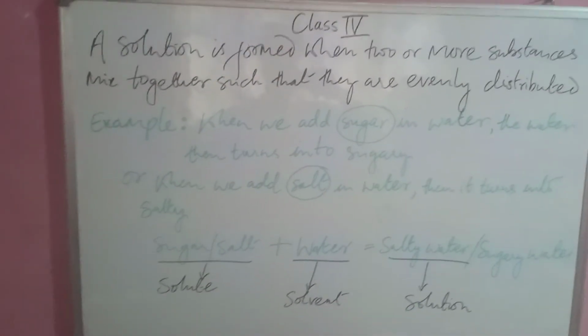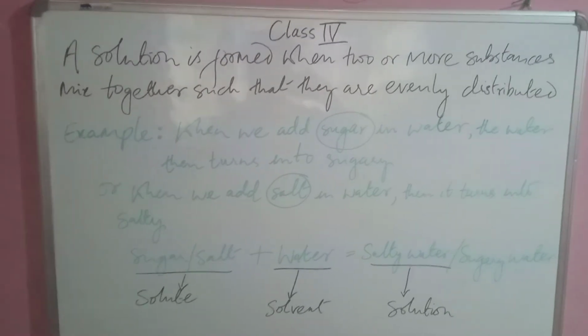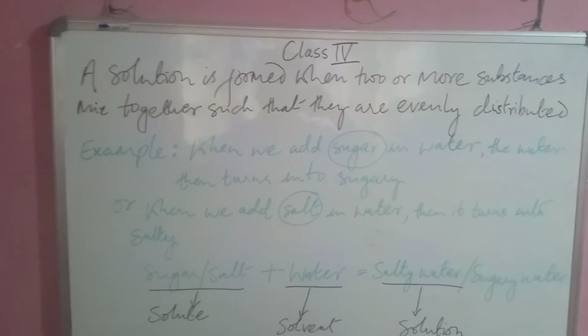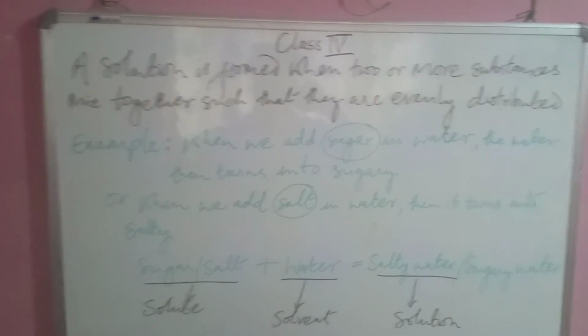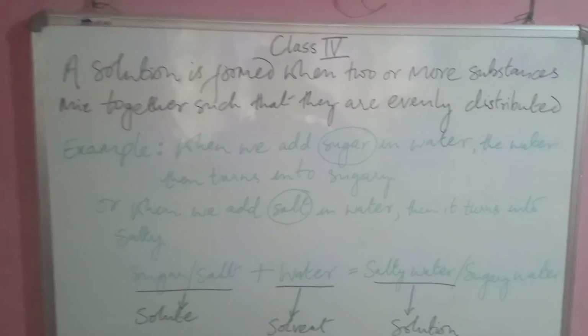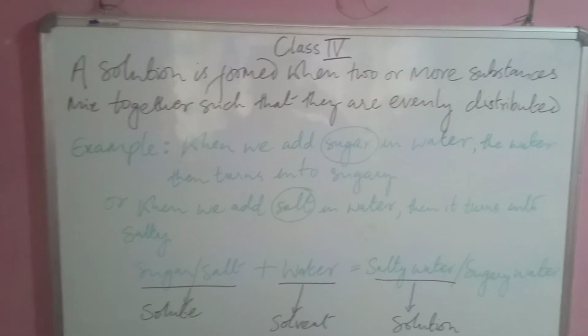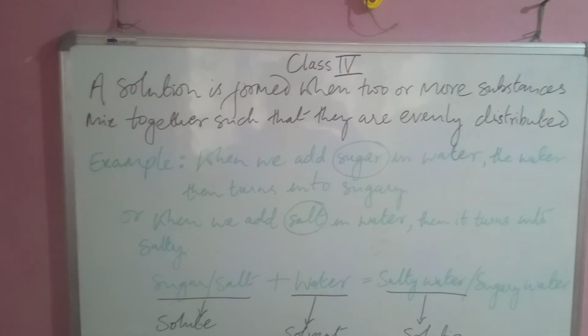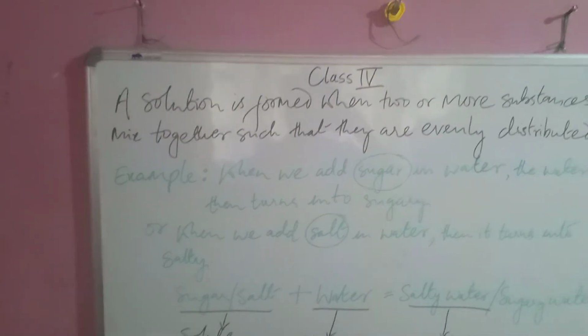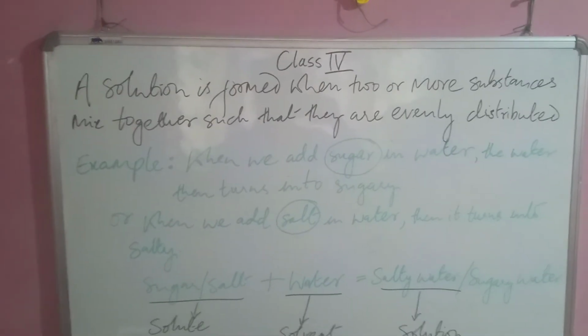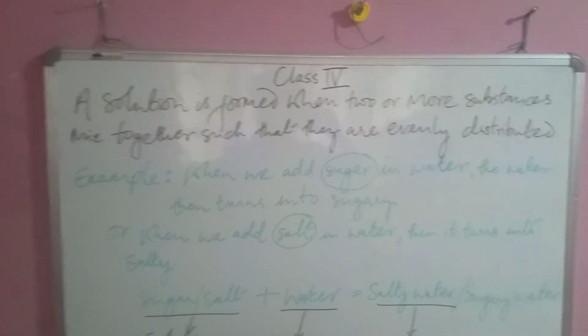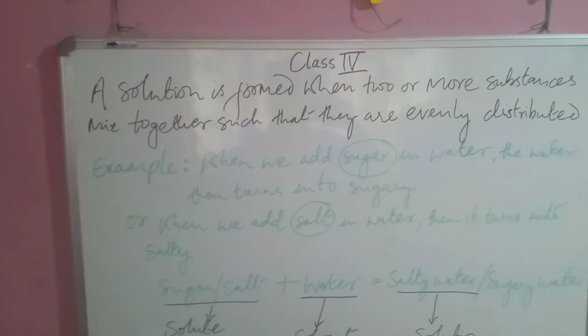So now let's move on to solute, solvent and solution. A solution is formed when two or more substances mix together such that they are evenly distributed. The substance that dissolves is called the solute. The substance in which the solute dissolves is called the solvent, and the solute and solvent together form a solution.